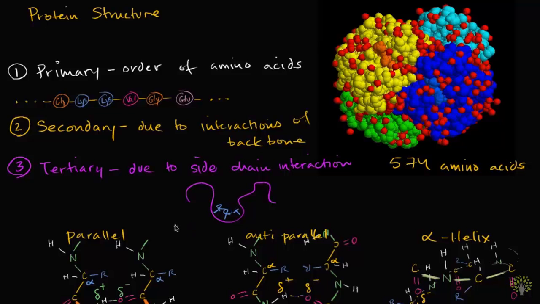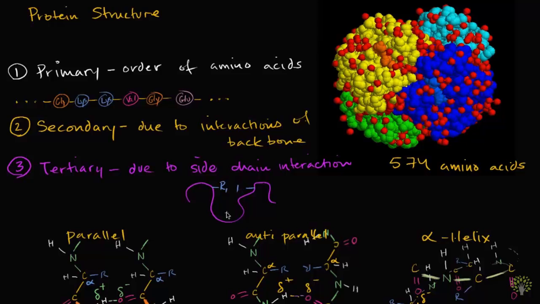You might have a situation where one side chain, let's call it R1, and another side chain R2, maybe they form hydrogen bonds with each other. Maybe they have an ionic bond with each other. So there's a bunch of different types of side chain interactions that we could actually think about. And we'll go into more depth in that in a future video.